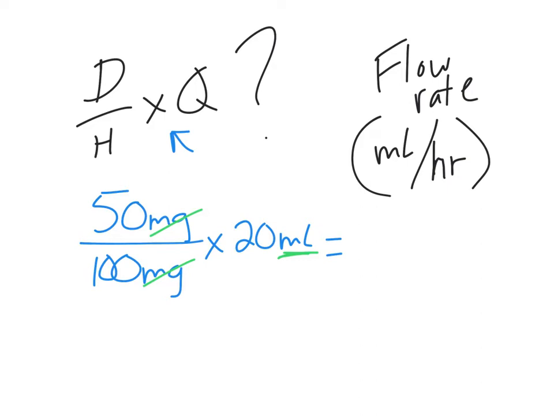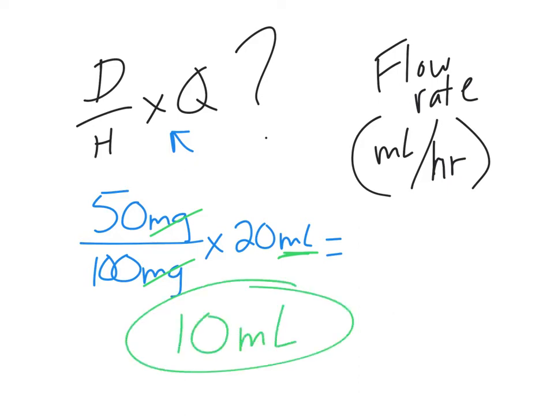So this medication, as we calculate that, 50 divided by 100 times 20, 50 divided by 100 is 0.5, times 20 would end up giving us 10 milliliters. So that's the first part of that question, how much drug is going to be given.